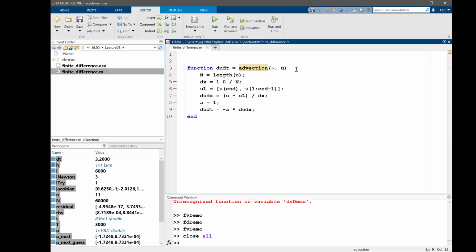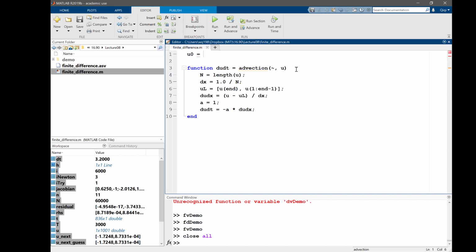Okay, so now we have basically completed our first example of finite difference, right? We are approximating the spatial derivative, and this is an implementation of an ordinary differential equation we can actually plug into MATLAB's ODE solver. So let's do that.